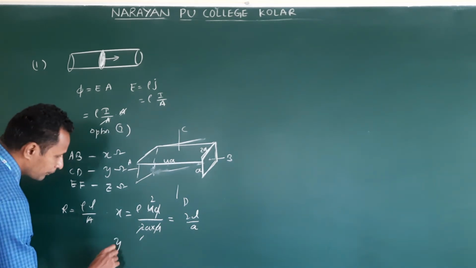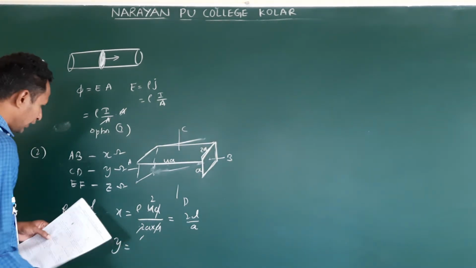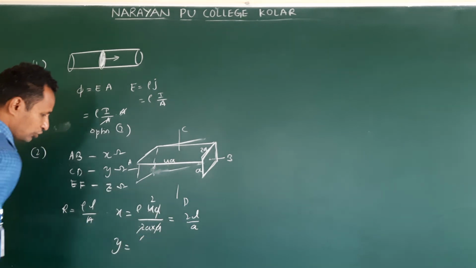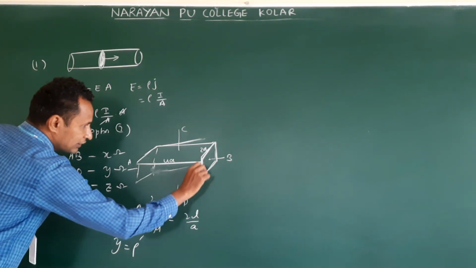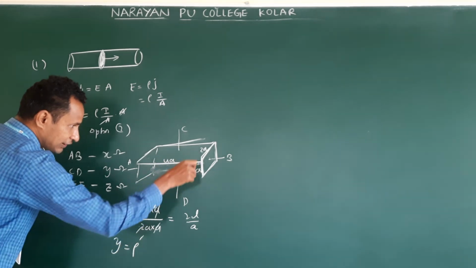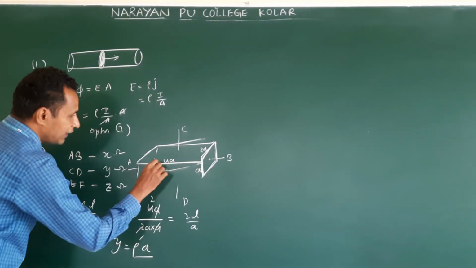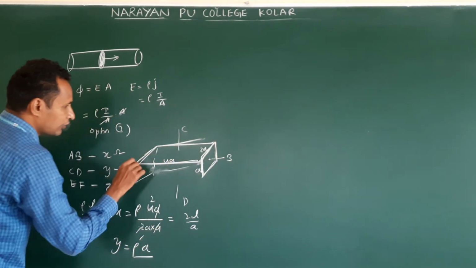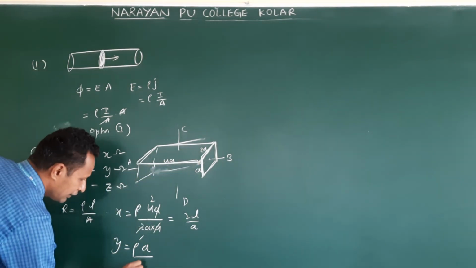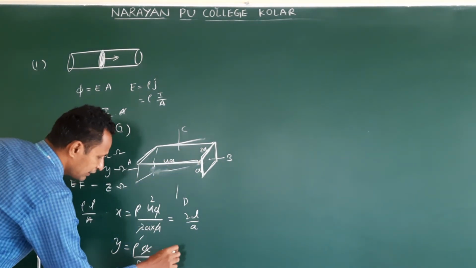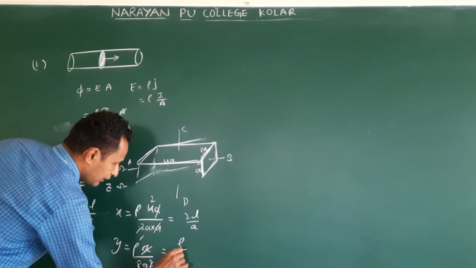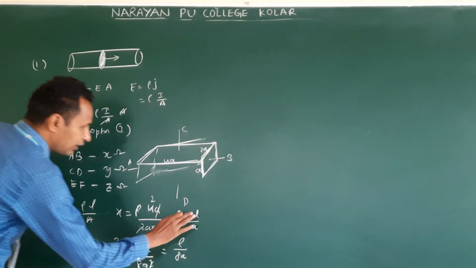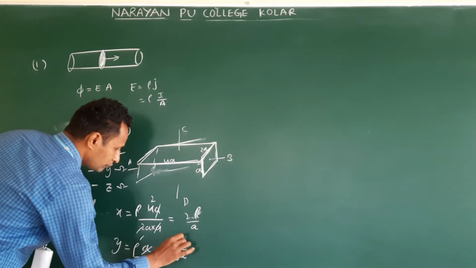Similarly, Y. Y they mention CD, up and down. Up and down means rho remains the same. What is the up and down length? A. For CD, what is the length? A. What is the area? For CD the area is this one, 4A into 2A, 8A squared. One A cancels. So this is rho by 8A. This is not L, it is rho.